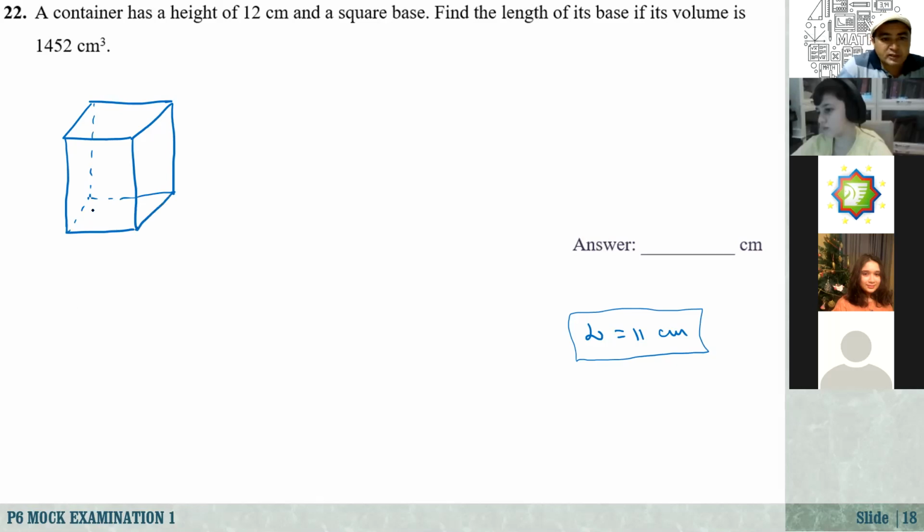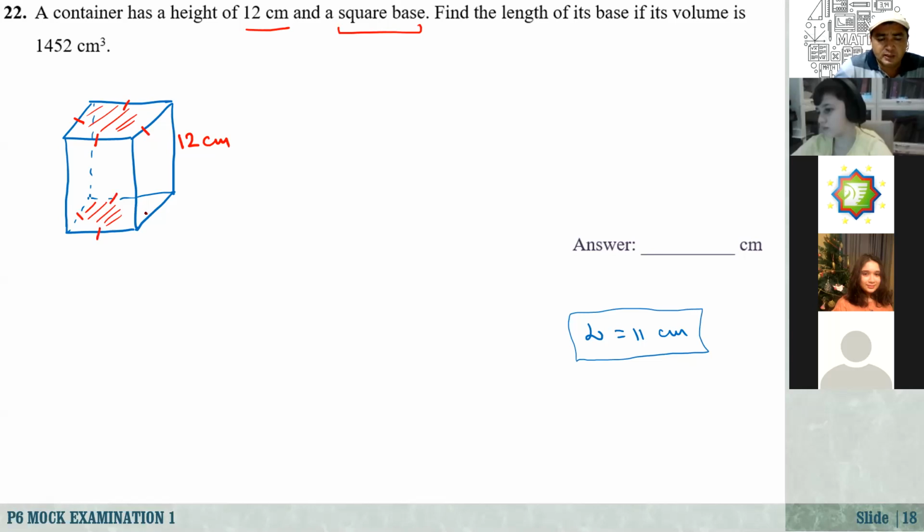Actually this one is the base, right? Let me use red, and that is the base of the container. Also this one is the top of the container. It says that the container has a height of 12 centimeters and a square base. What does square mean? It's a rectangle where all sides are equal, right? So this equals this equals this equals this.